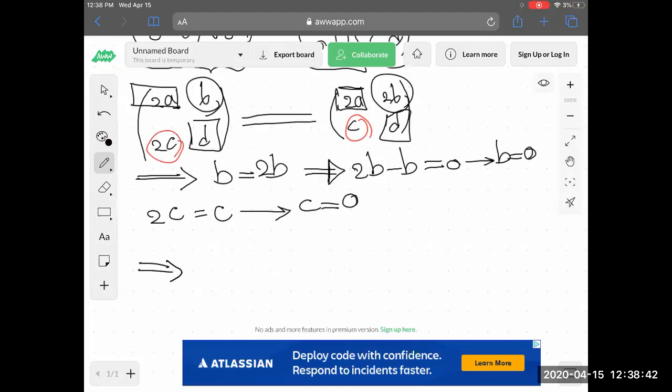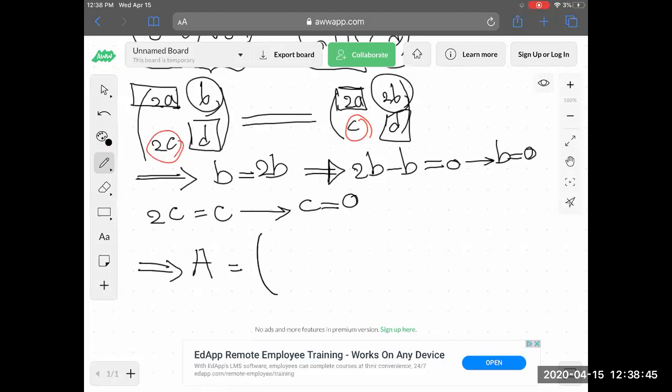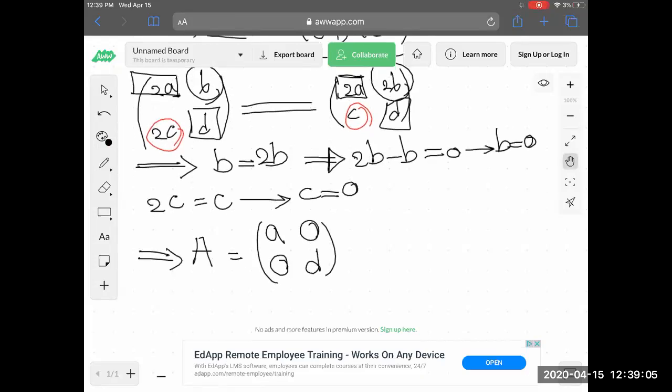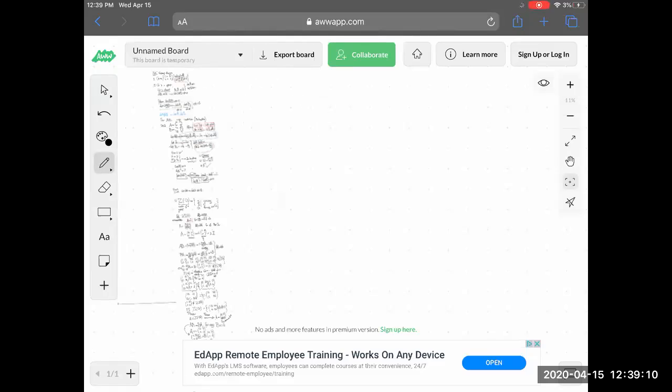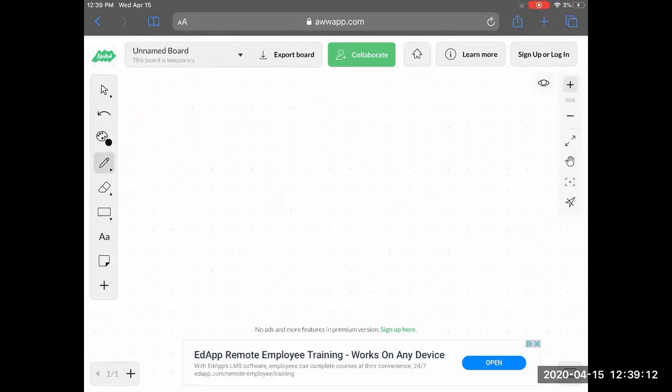So this matrix A has A, B where B should be 0, C where C should be 0, and then D. So the matrix A should necessarily be of the form [A, 0; 0, D]. But still, we are not finished. It doesn't mean anything of this form is in the center. I chose one explicit matrix B. Okay, let me continue somewhere else.